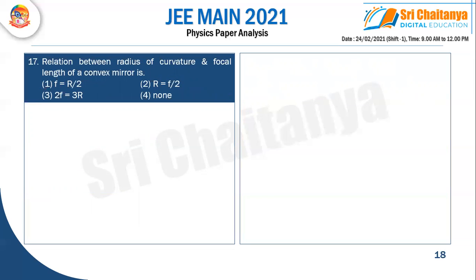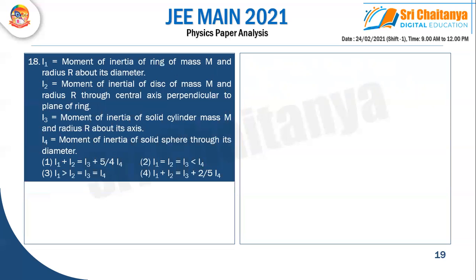And relation between radius of curvature and focal length of a convex mirror, he's asking. It's a straight question, and this is F is equals to R by 2. We don't need to go for any further discussion on this. F is equals to R by 2. Next question, please.